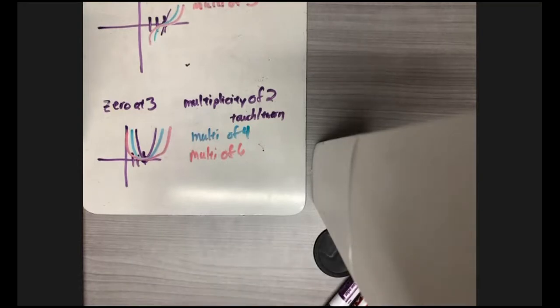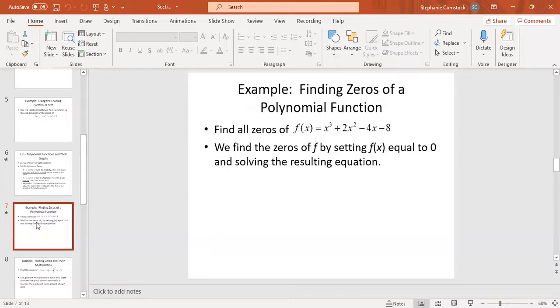Now, let's take a look at kind of the examples that they want us to look at here. So this first one asks us to find all the zeros of x cubed plus 2x squared minus 4x minus 8. Okay, so in order to do this, we are going to set this equation equal to 0. Okay, and we're going to solve this.